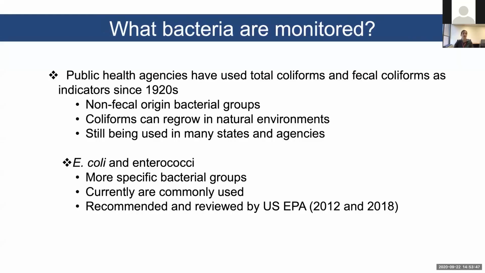So what bacteria have been monitored historically since the 1920s? Public health agencies have used total and fecal coliforms. There can be a non-fecal origin of these bacterial groups, as well as having coliforms that are regrowing in natural environments. And they're still being used by many state agencies, particularly for drinking water, as I mentioned. Now, the E. coli and enterococci groups are more specific bacterial groups. They're currently the most commonly used and recommended by the EPA.